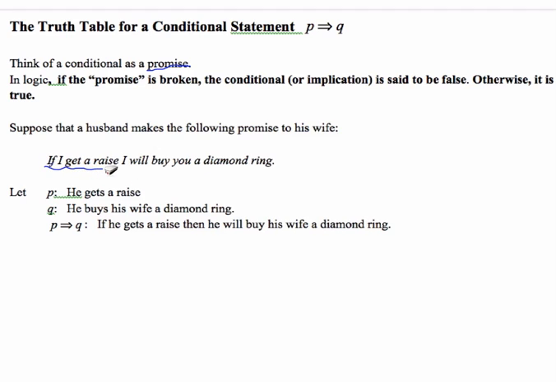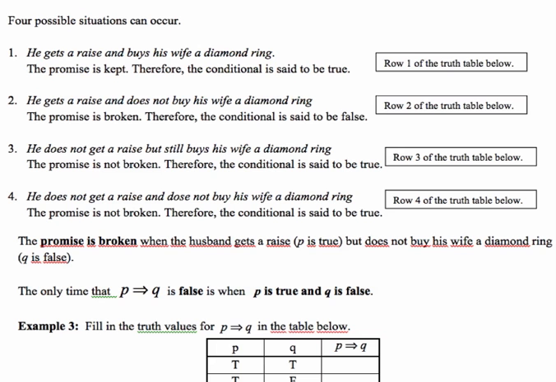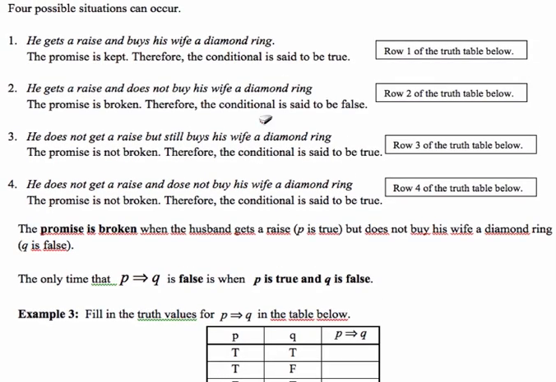So that's the P, and that's the Q. If he gets a raise, he will buy a diamond ring. So you can write it as P implies Q. If he gets a raise, then he'll buy his wife a diamond ring. So let's look at the 4 different possibilities.